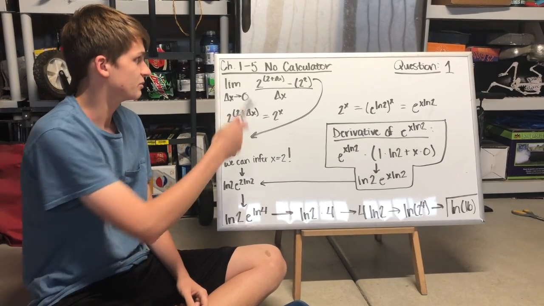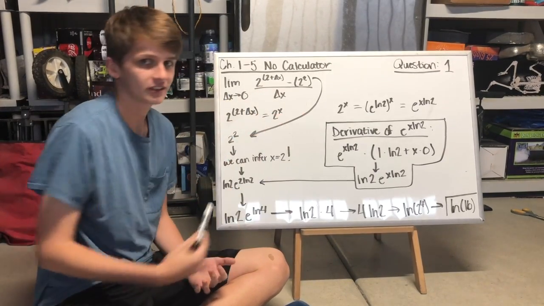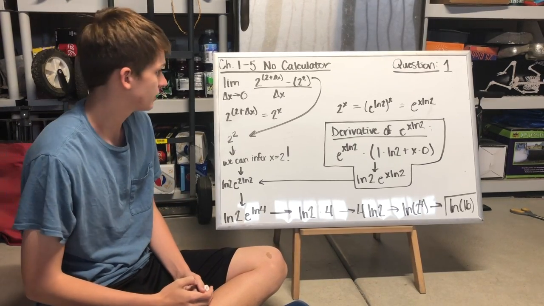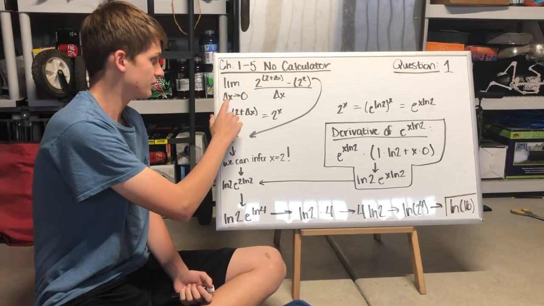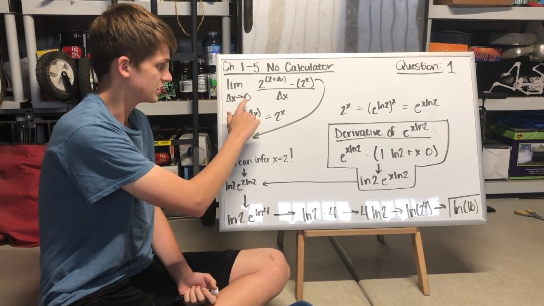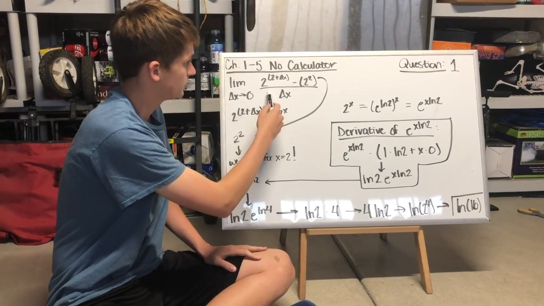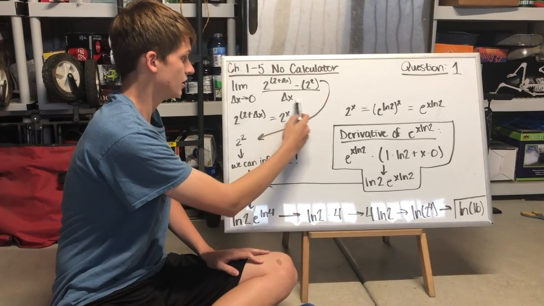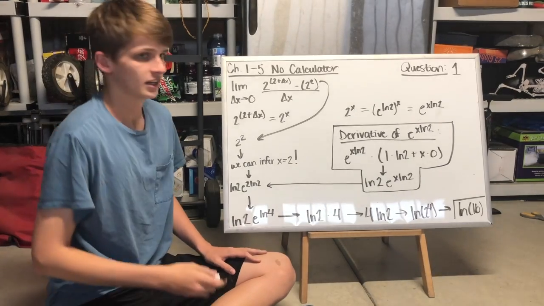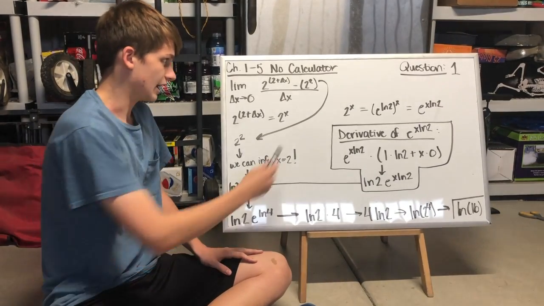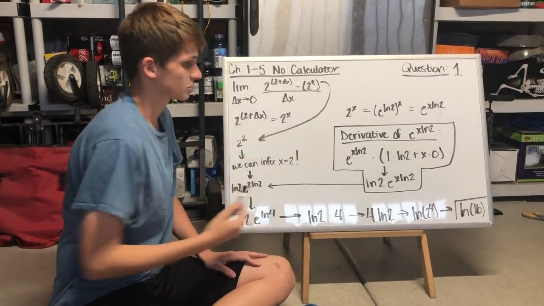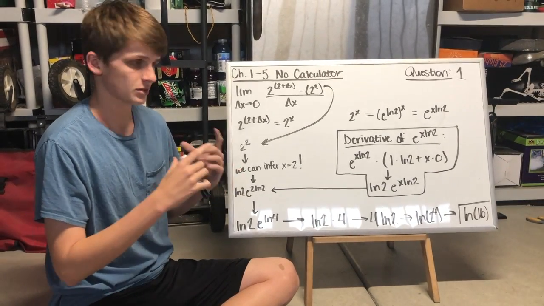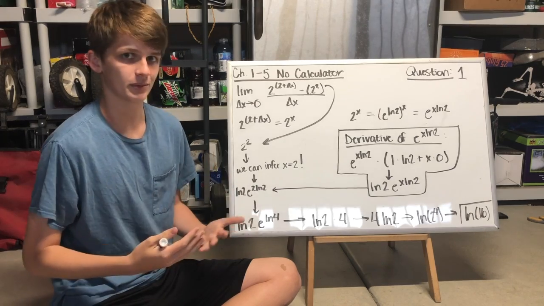So today we have the chapters 1 through 5 no calculator section. We are starting on question 1, which is find the limit of when delta x approaches 0 of 2 to the 2 plus delta x minus 2 to the second power over delta x. So we immediately know that this part of the function, 2 squared, is the part of the function that we want to focus on. This is what we have to solve in order to find the limit.